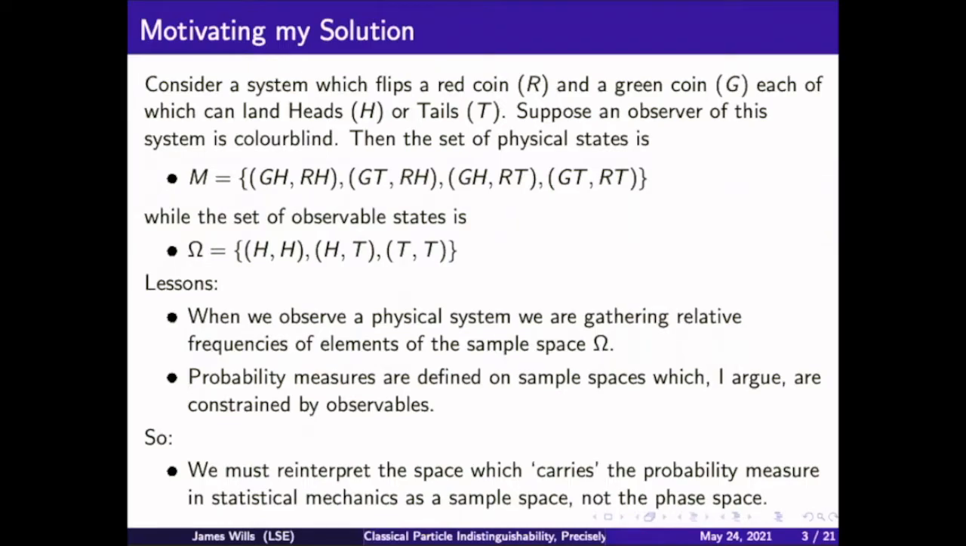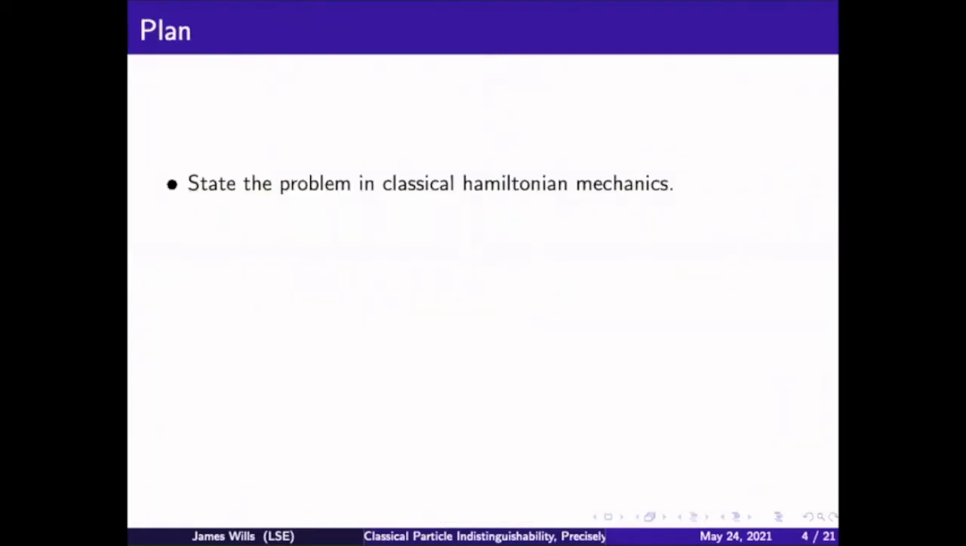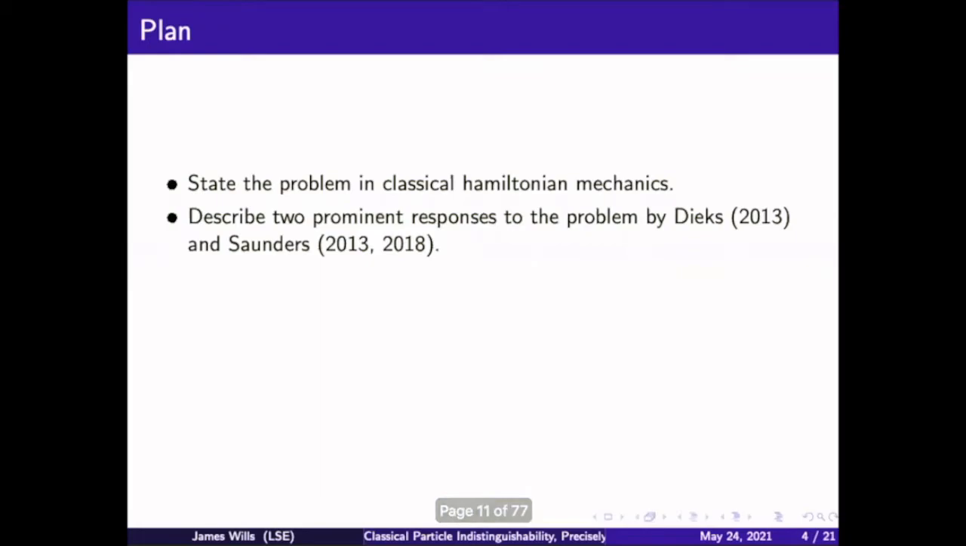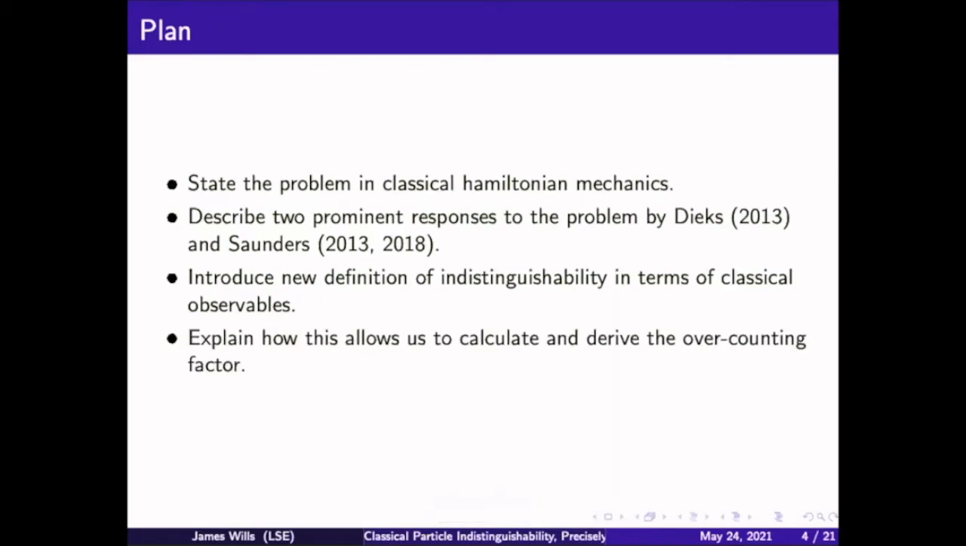So now we're going to delve into the details. I'm going to state as precisely as I can the problem in classical Hamiltonian mechanics using those mathematical tools. And I'm going to describe two prominent responses to this overrepresentation, overcounting problem by Dennis Dieks and Simon Saunders. I'm going to illustrate my responses to those and then move on to my position, which is based on a new definition of indistinguishability in terms of classical observables. And then I'm going to show how this allows us to calculate and derive this overcounting factor.